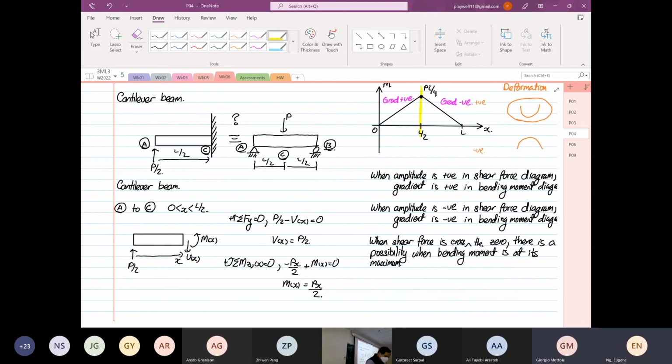So now I'd like to draw your attention to this value over here, this equation over here.